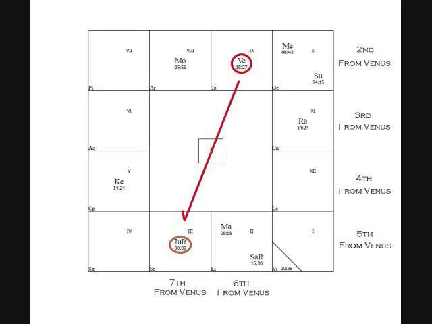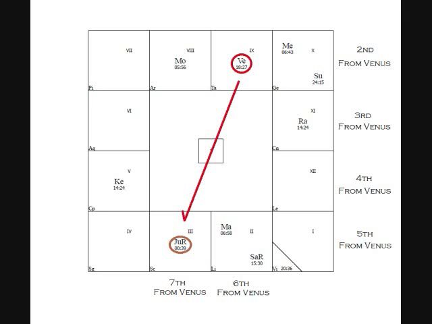Now, all planets aspect 7 houses away from them. For example, in this chart we see we've got Venus in Taurus, and we have Jupiter in Scorpio. Now, Venus aspects Jupiter, and Jupiter aspects Venus. If we start with Venus and count around in a clockwise fashion, 7 houses from Venus, counting Taurus as number 1, Gemini is the 2nd from Venus, Cancer is the 3rd, Leo is the 4th, Virgo is the 5th, Libra is the 6th, and Scorpio is the 7th from Venus, we can see that Venus directly aspects Jupiter.